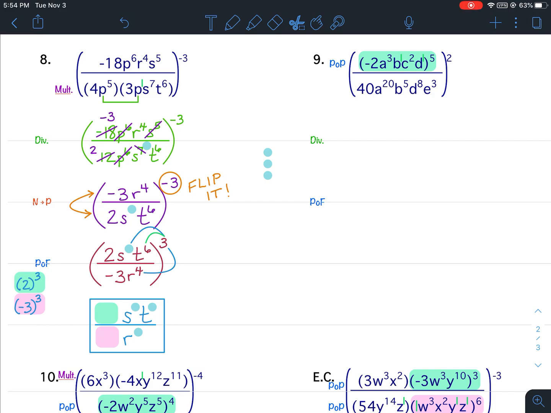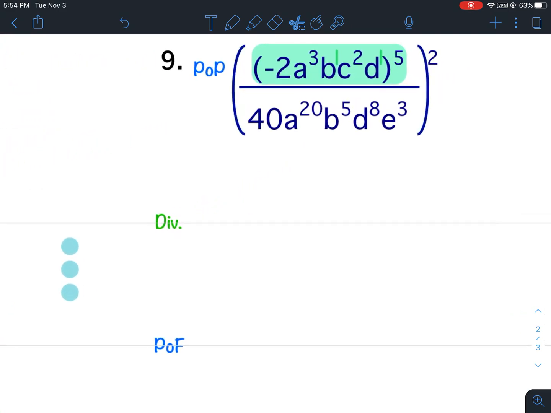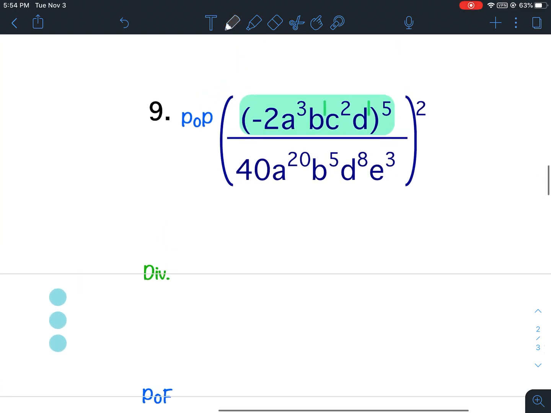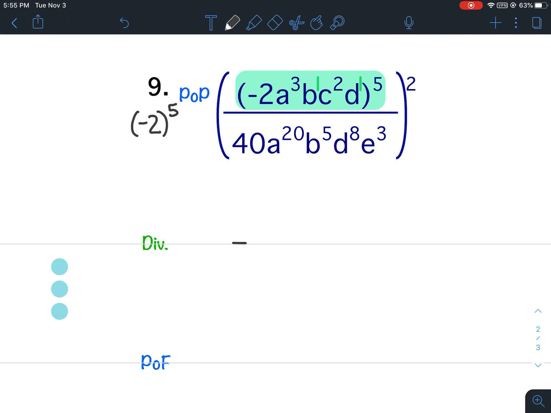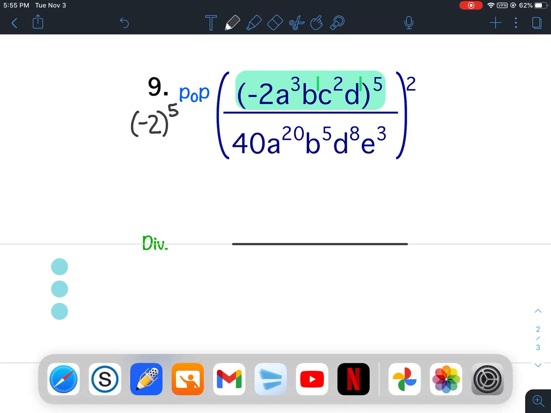So for number 9, I need to start by doing power of a product in the numerator. When you do power of a product, the first thing you do is take that coefficient and raise it to the outside exponent. So off to the side, make sure you write down negative 2 to the 5th power. Negative 2 to the 5th power is negative 32. Let me show you.